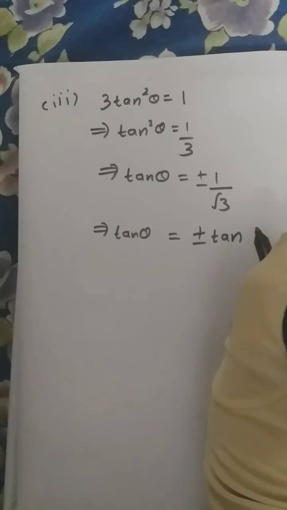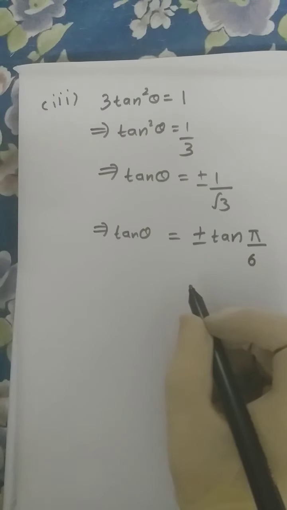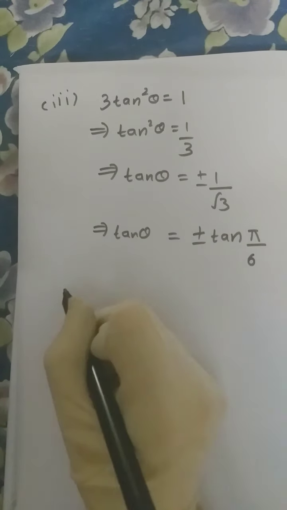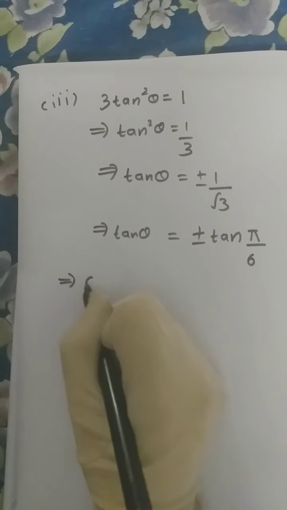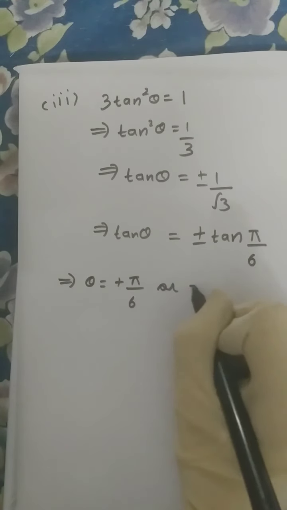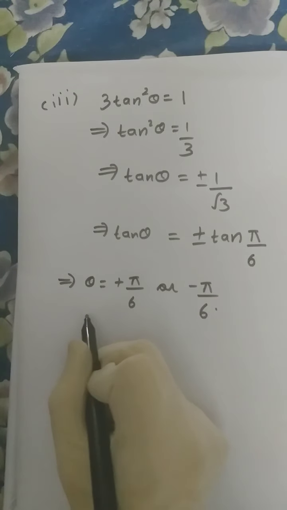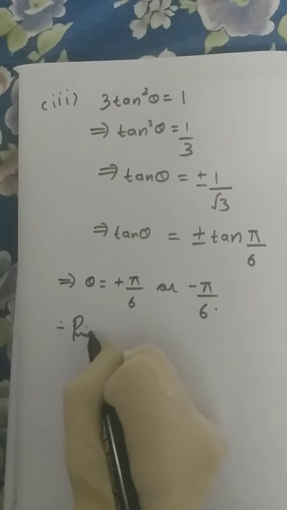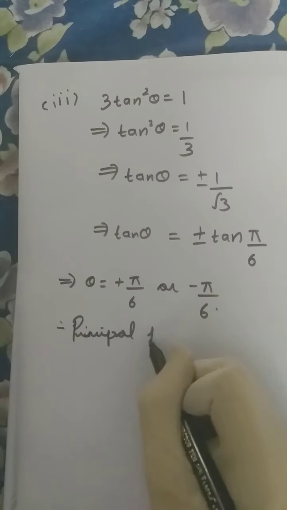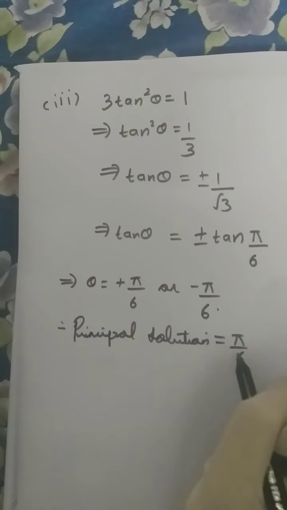180 by 6 is 30. We know tan 30 is 1 by root 3. So plus or minus tan pi by 6. Now I know that theta can either be plus pi by 6, or theta can be minus pi by 6. Okay. So what is my principal solution I got here? Principal solution is equals to plus pi by 6 and minus pi by 6. And all the solutions which I got, plus pi by 6 or minus pi by 6.